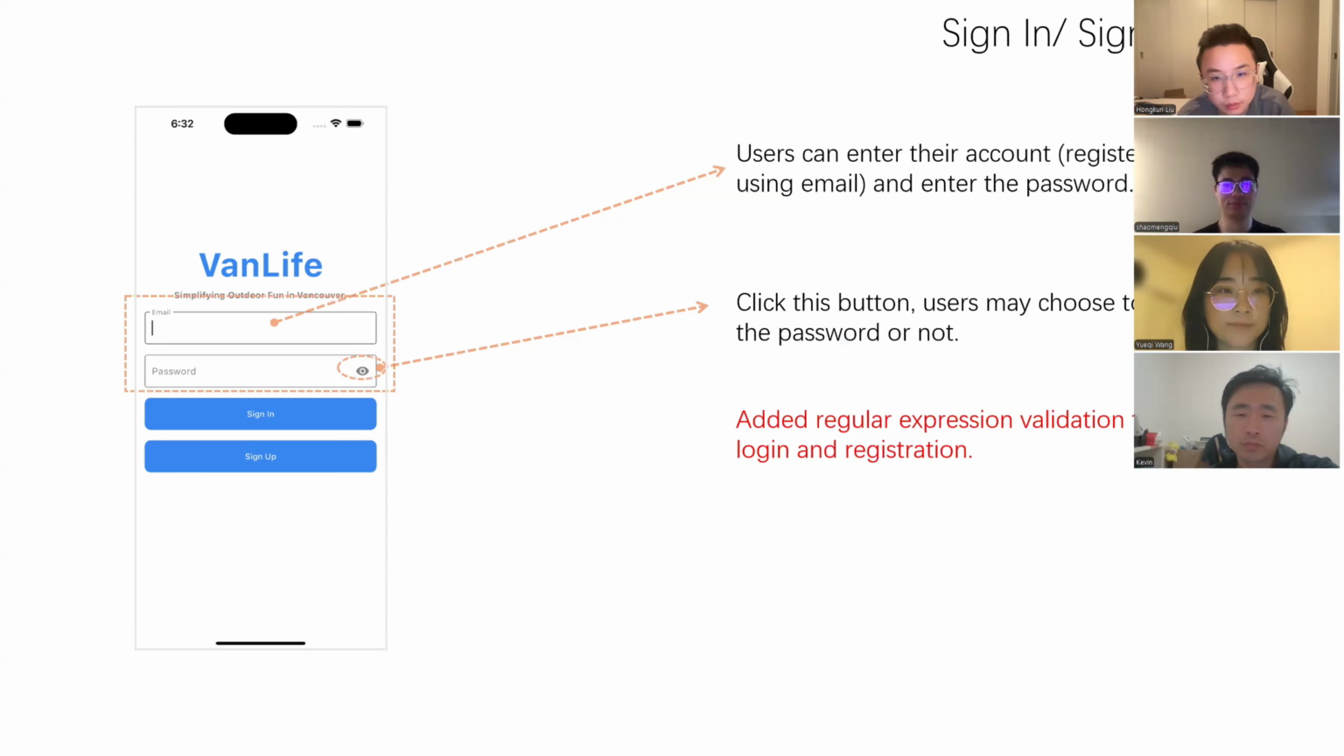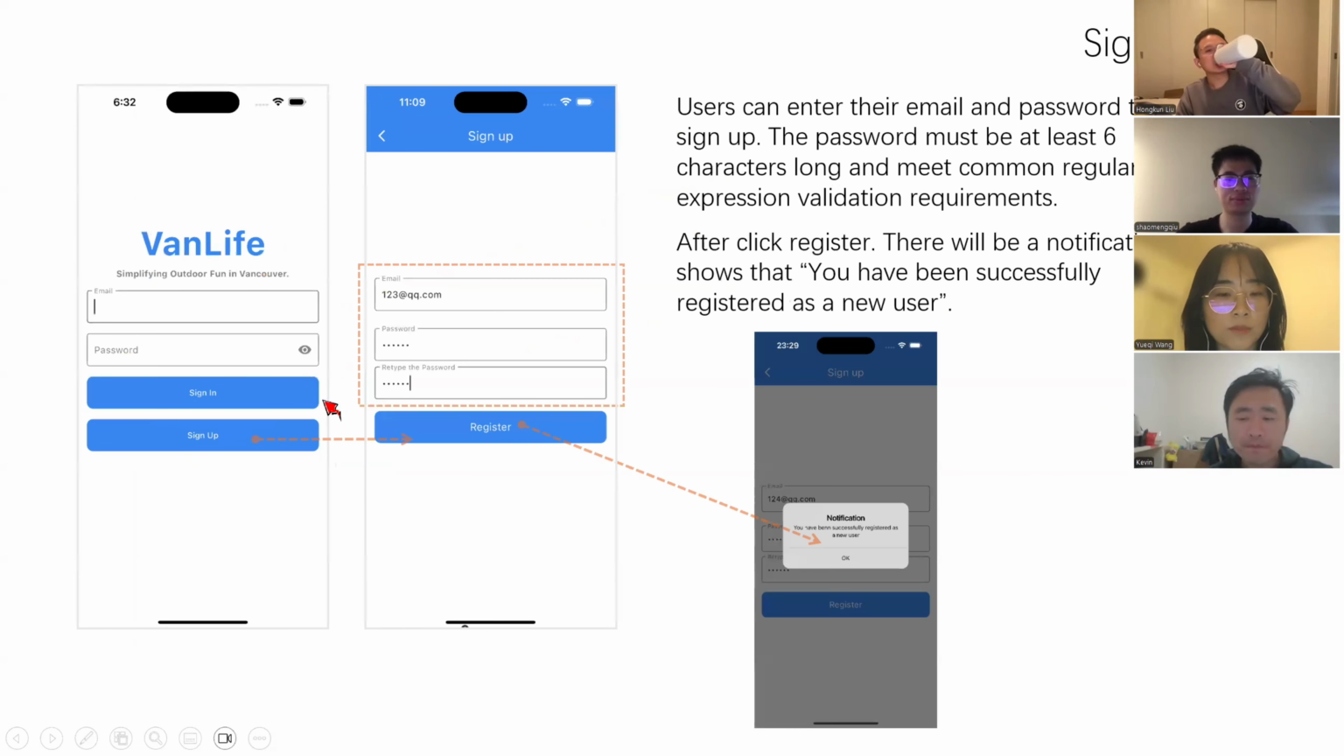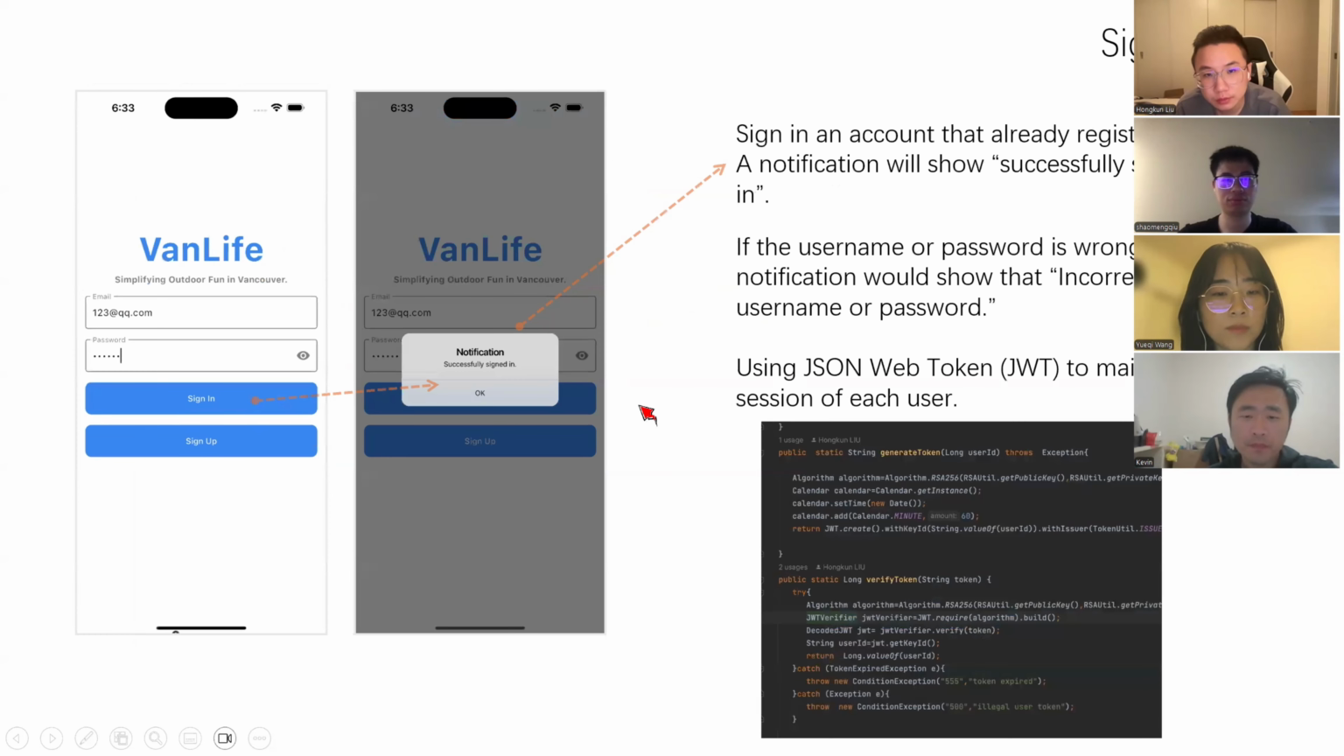Okay, back to the structure of the application. This is the sign in and sign up page. You can enter the username and password. If you click here, you cannot see your password. And next, you can also sign up, and if you sign up, we made the password at least longer than 6. And next, if you sign in successfully, then the application will make a notification. And here is the JSON Web Token.